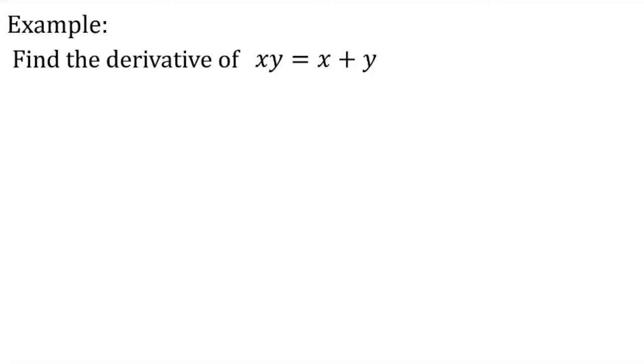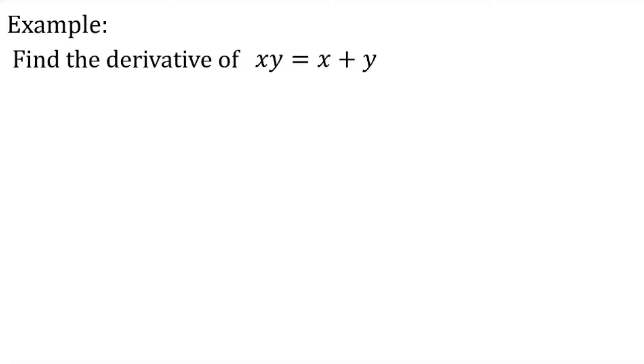Before, it was only y, and now it is xy. Thank you, Eliana. That's a good observation. Before, the given is y equals a function in terms of x. Now, x and y are together in a single term. So how are we going to find the derivative of that?